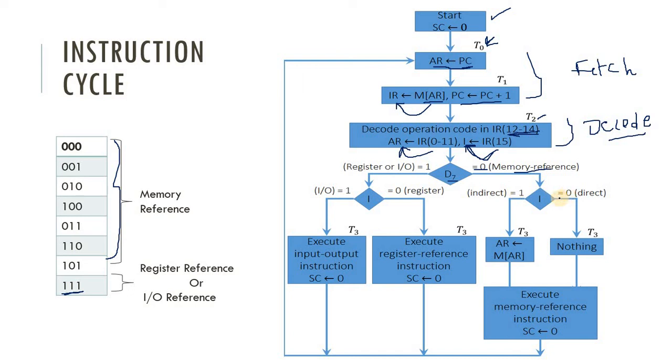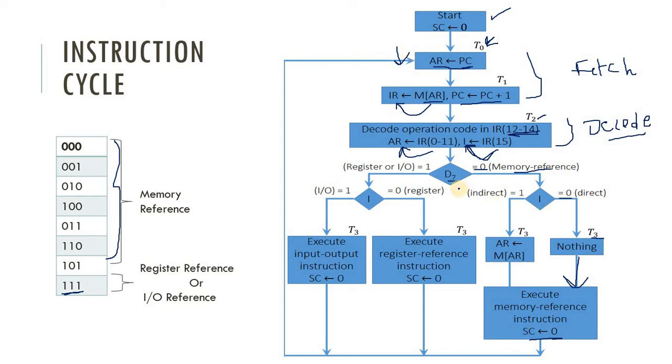If the indirect bit equals 0, at that time the addressing method used is direct addressing. So for direct addressing, in the T3 time signal, we do not have to do anything. At that time the memory reference instruction is directly executed, and the sequence counter becomes 0. So now it again starts the cycle from the first stage.